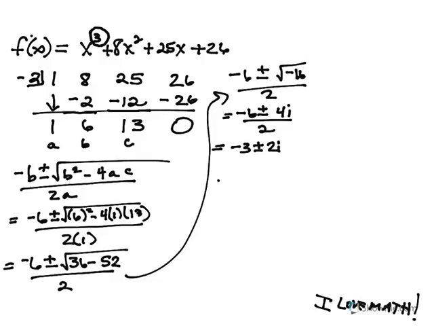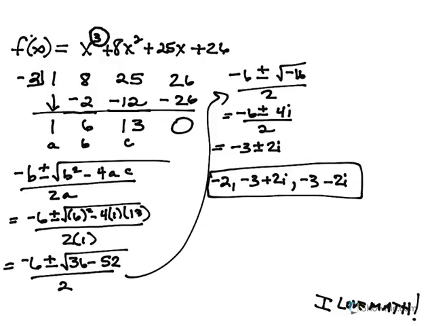Okay, so my zeros are -2, -3 plus 2i, -3 minus 2i. And if you leave it as -2, -3 plus or minus 2i, that is also correct.